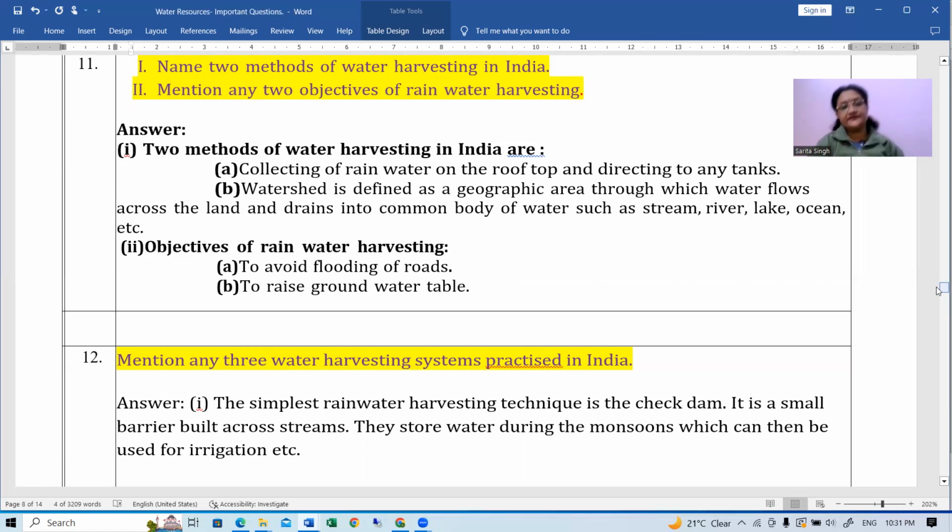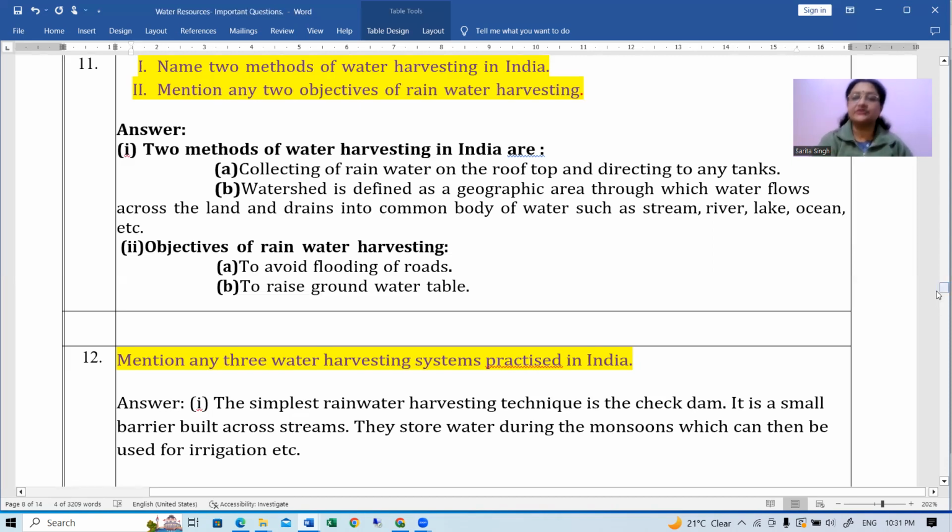The main objectives of rainwater harvesting include, number one, to avoid flooding of roads. Okay, the rainwater goes waste, it flows away. So to avoid that wastage, the groundwater table needs to be recharged. So all these are the main objectives of it.